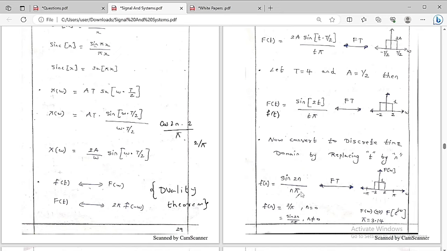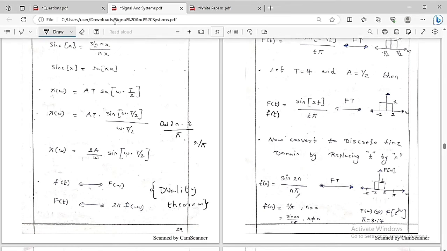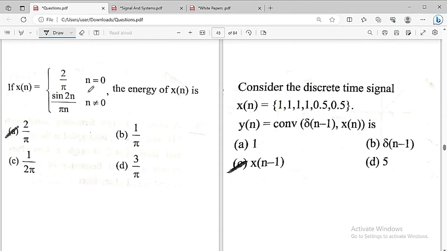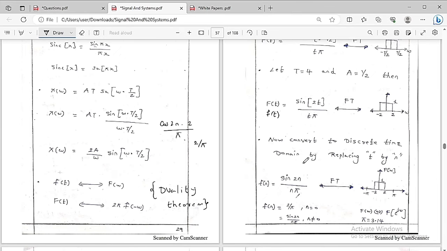So for n is equal to 0, its value is equal to 2 by pi, and when n is not equal to 0, its value is equal to sine 2n by n pi, right? So this is the f of n. This is what they have given in our question. In the question, the signal x of n is, for n is equal to 0, its value is 2 by pi, and for n not equal to 0, its value is sine 2n by pi n. Same thing.